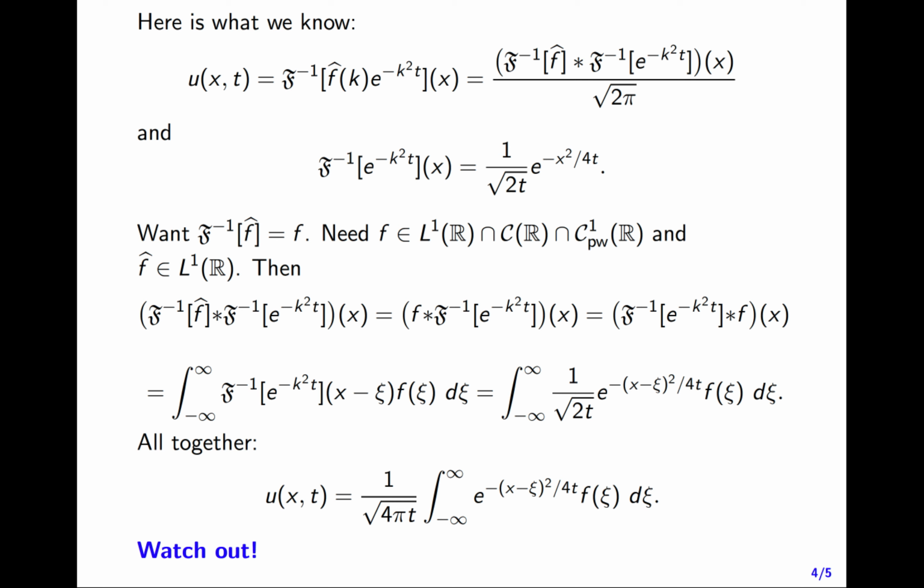Now again, we should watch out. We're demanding here that t is positive. But what happens when t equals 0? Then we know what happens. We have an initial condition for the problem. u of x,0 is equal to f of x.